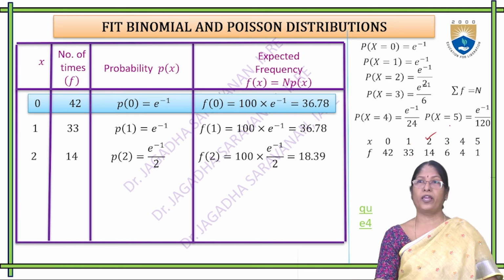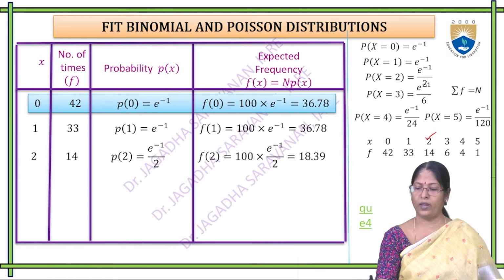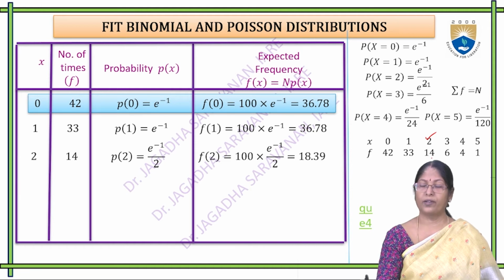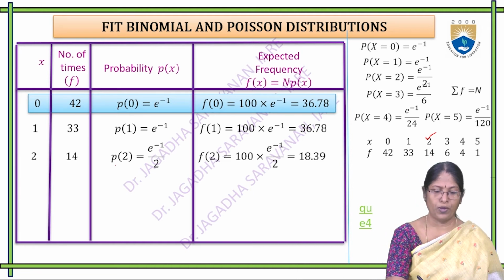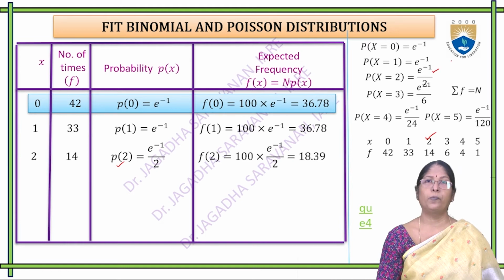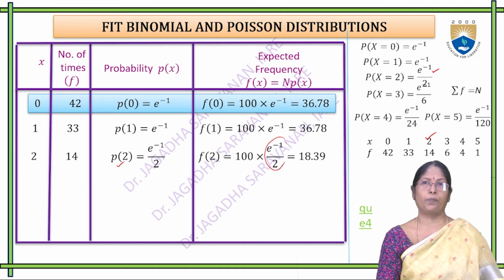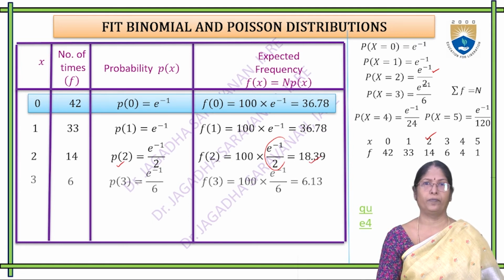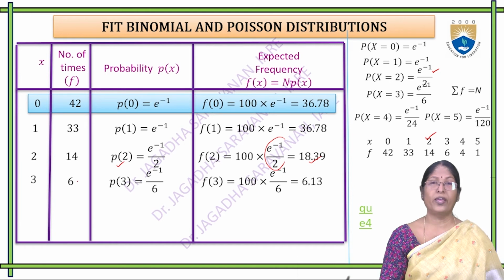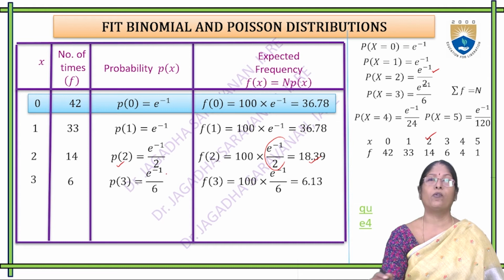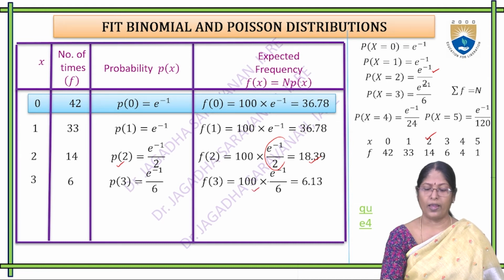Similarly, we can give the same treatment when x equal to 2, that is the frequency is 14. So the p of 2, we obtained e power minus 1 by 2. Then f of 2 is nothing but p of 2, the result, multiplied by 100. We got 18.39. So when x equal to 3, the probability of 3 is e power minus 1 by 6, and f of 3 is 6.13.